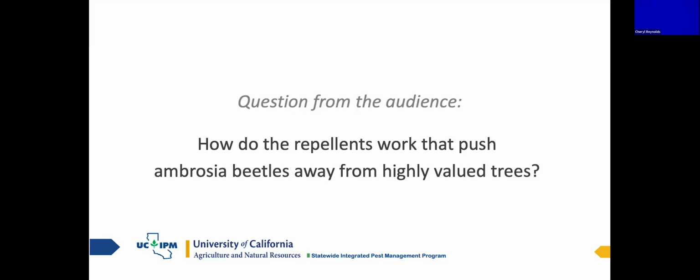How do the repellents work that push ambrosia beetles away from highly valued trees? It's actually a technology that's already available. It's a technology by ISCA, a company here in Riverside, California, and the product is called SPLAT. All they basically need to do is make the SPLAT with the compound that we were using, commercially available, and then it's able to be applied. SPLAT is a flowable matrix that allows compounds to volatilize from the matrix. The technical term for this would be semiochemical, because it's communicating something to the beetles. But hopefully that's commercially available within the next year or so.